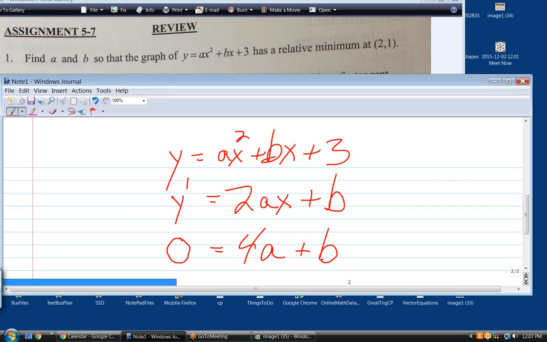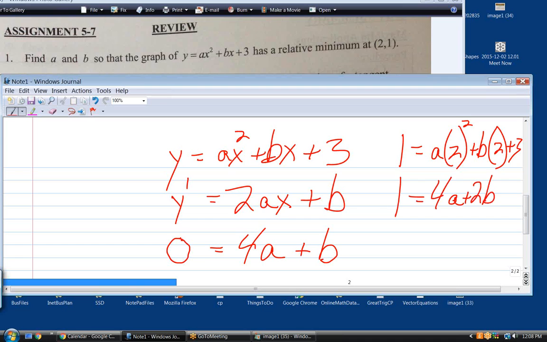And we also know from the original function that 1 equals a times 2 squared plus b times 2 plus 3. So there's going to be our second equation. So what does this give us? 1 equals 4a plus 2b plus 3. So 4a plus 2b equals minus 2.